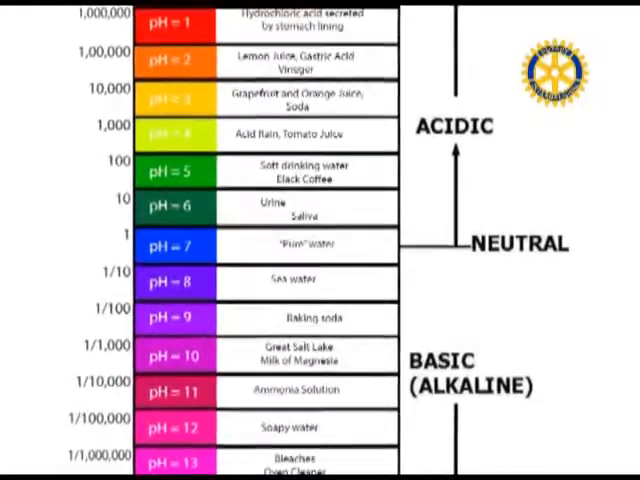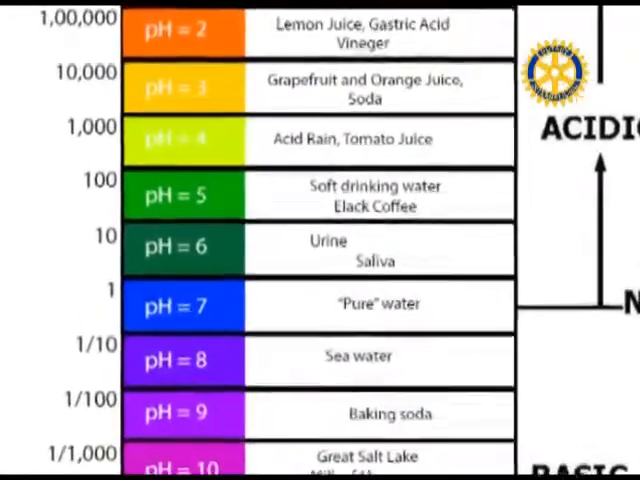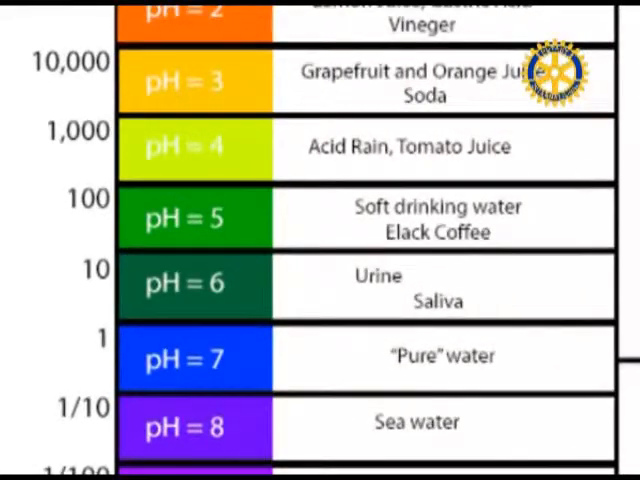Each whole pH value below 7 is 10 times more acidic than the next higher value. For example, a pH of 4 is 10 times more acidic than a pH of 5 and 100 times, or 10 times 10, more acidic than a pH of 6.